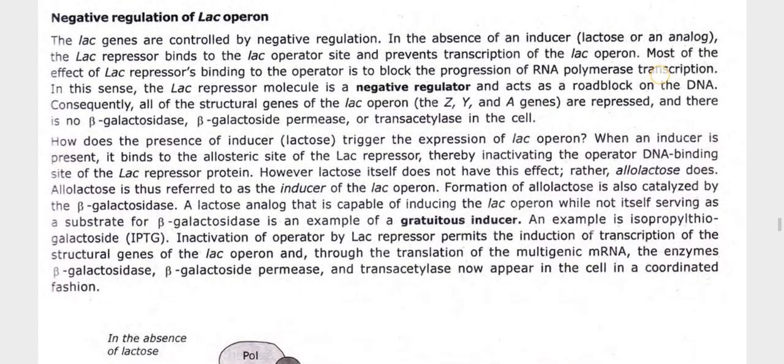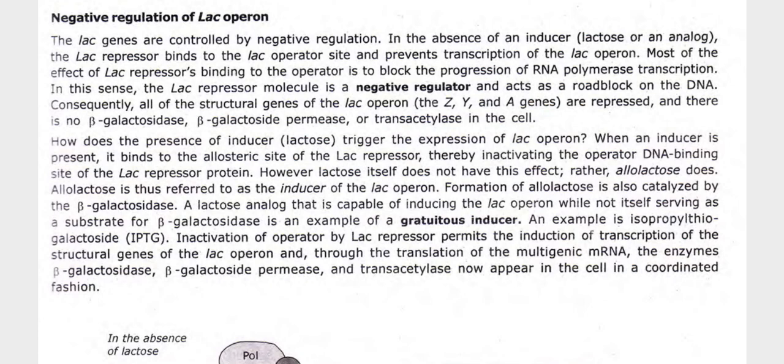The LAC genes are controlled by negative regulation. In the absence of an inducer, lactose or an analog, the LAC repressor binds to the LAC operator site and prevents transcription of the LAC operon. Most of the effect of the LAC repressor binding to the operator is to block the progression of RNA polymerase transcription. In this sense, the LAC repressor molecule is a negative regulator and acts as a roadblock on the DNA. Consequently, all of the structural genes of the LAC operon, the Z, Y, and A genes, are repressed, and there is no beta-galactosidase, beta-galactoside permease, or transacetylase in the cell.